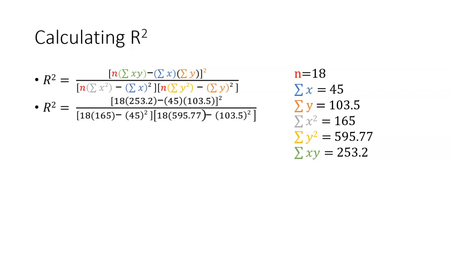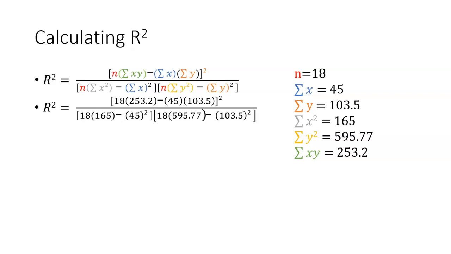In the numerator, we start out with n, 18, times the sum of xy, 253.2, minus the sum of x, 45, times the sum of y, 103.5. We take that whole value and we square it. In the denominator, we take n, 18, times the sum of x squared, 165, minus the sum of x, 45 squared. We're going to multiply that. Notice the brackets again. N, 18 times the sum of y squared, 595.77, minus the sum of y, 103.5 squared.